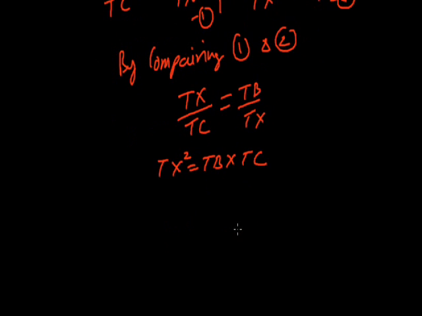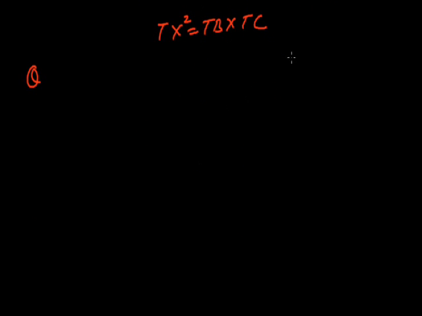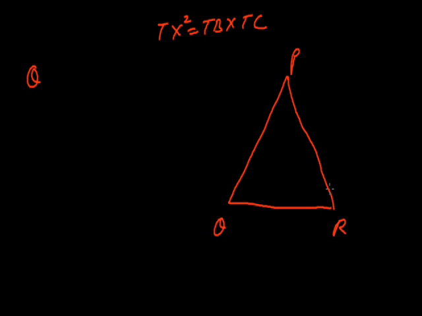Now the next question. In the next question, there is a triangle, let's say triangle PQR, and there is a line. Let this point be A and connect it to Q and R, and there is a point D. D is connected to E and F.